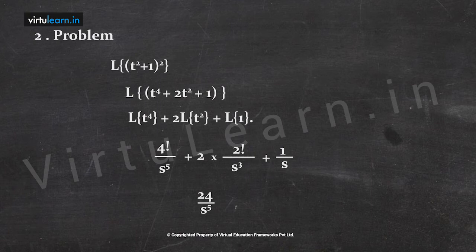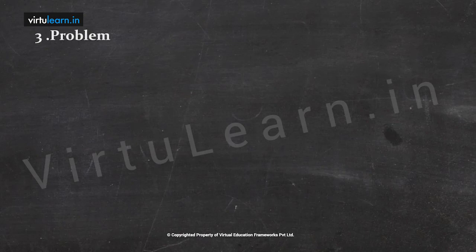24 by s power 5 plus 4 by s cube plus 1 by s. This is the second problem. Like this, these are the basic problems, very simple. Now next, third problem: Laplace transform of cos cube t. Just calculate the Laplace transform of cos cube t.